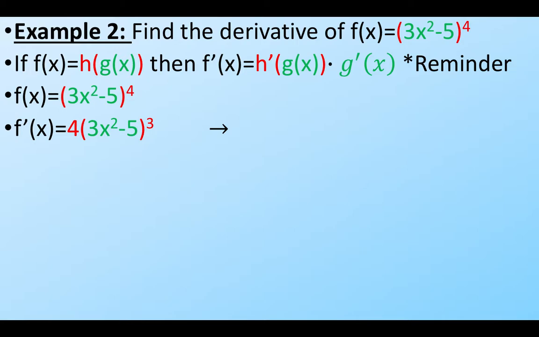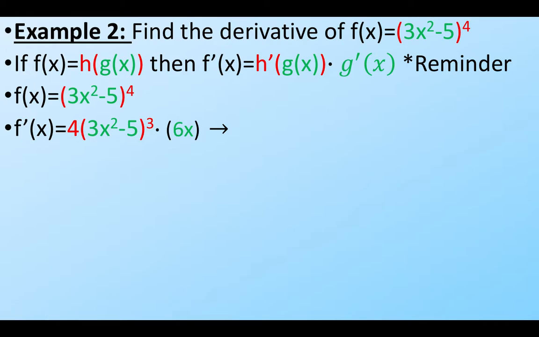All right, here we go. I took the derivative of my outer function. I brought down the 4, I subtracted 1 from 4 to get 3, and I kept my inner function the same. So I just did this first part of chain rule. But I'm not done. It says I have to multiply by the derivative of the inner function, which is 6x.